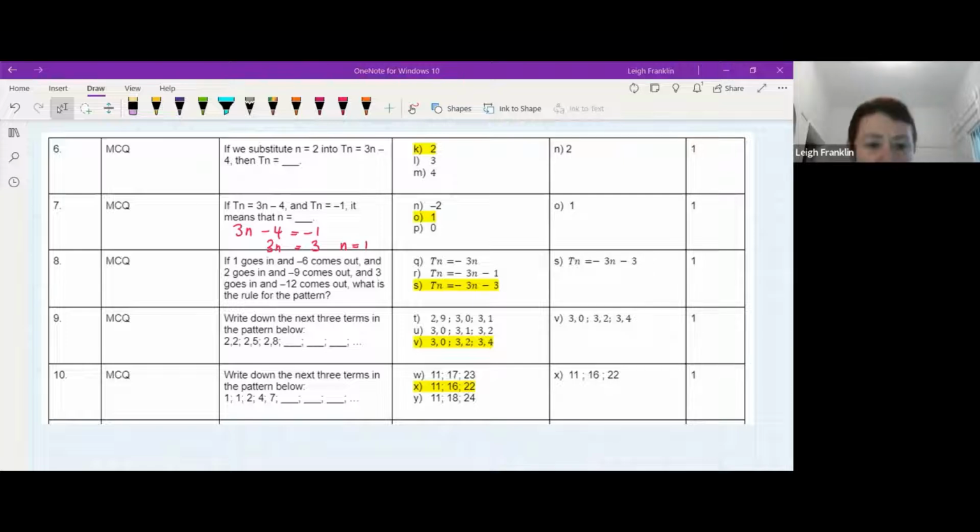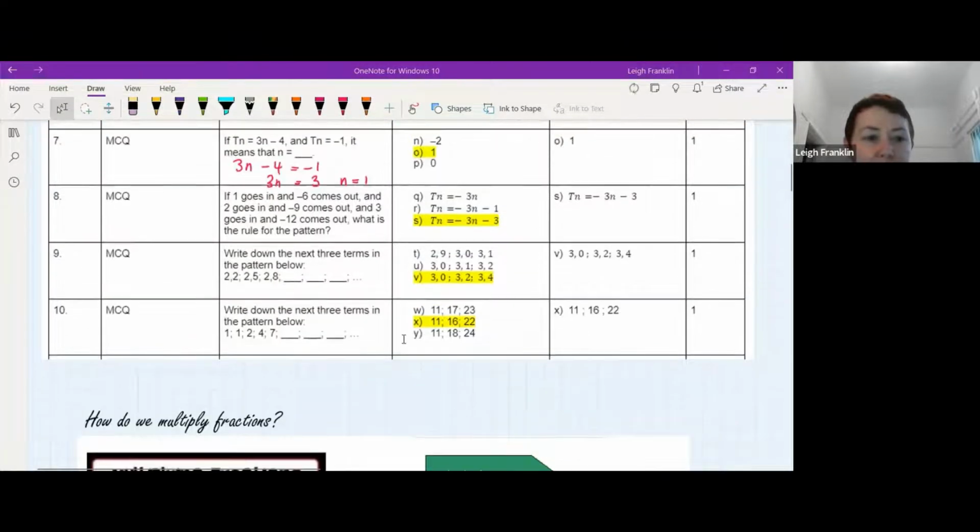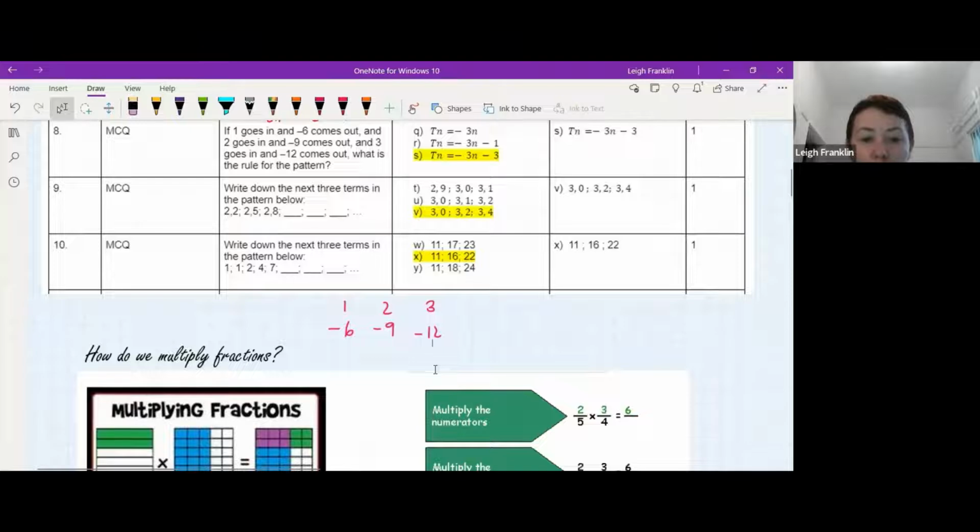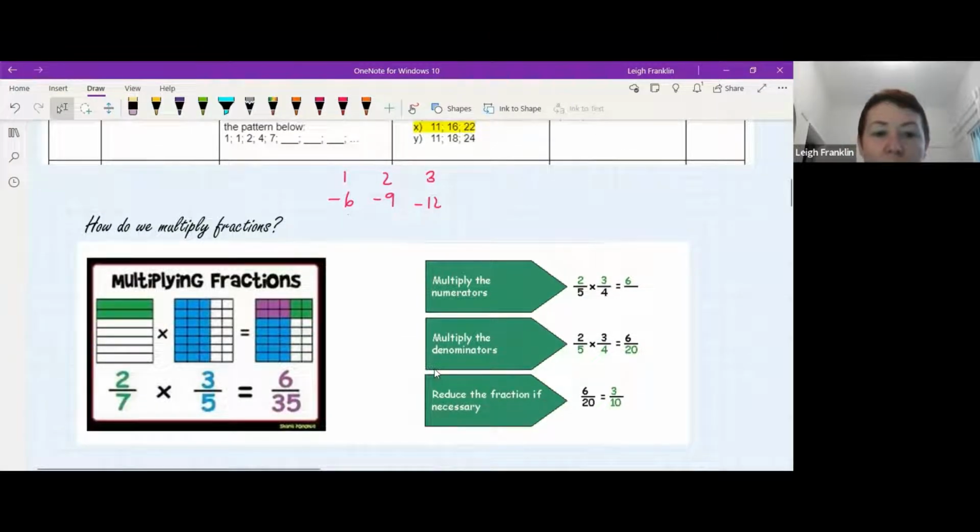There we go. All right, so in question number 8, I had said that 1 goes in and negative 6 comes out, and 2 goes in and negative 9 comes out, and 3 goes in and negative 12 comes out. And I had asked you what the rule for the pattern was going to be. So if you recall, what we had to do was work out the constant difference between our terms. So minus 9 minus negative 6 would have given us negative 3, and minus 12 minus negative 9 would have also given us negative 3.